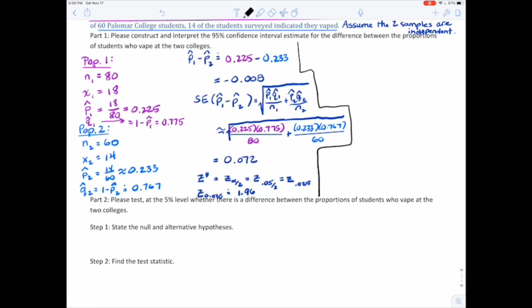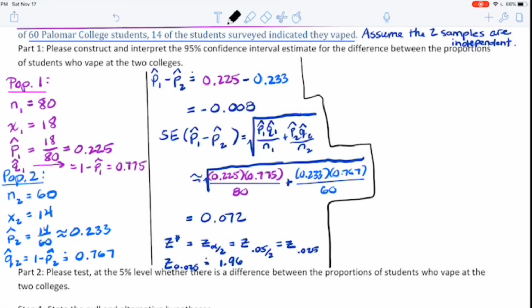And now we can go to doing our confidence interval. So I'll just kind of divide this so it doesn't look too messy. And let's get to work. So remember that the general formula for the confidence interval is our p hat 1 minus p hat 2, that quantity, plus or minus z star times the standard error of the difference between the sample proportions.